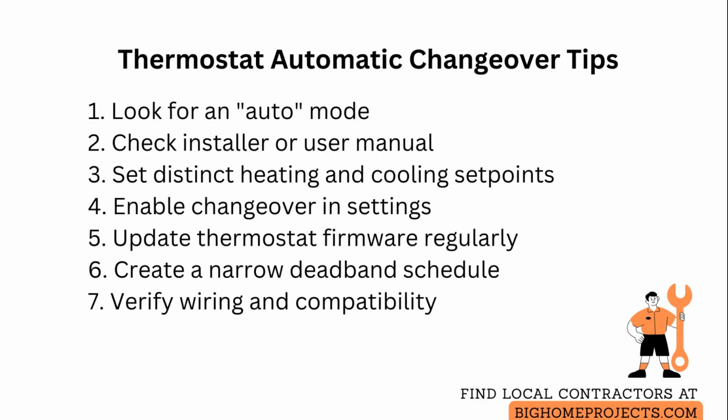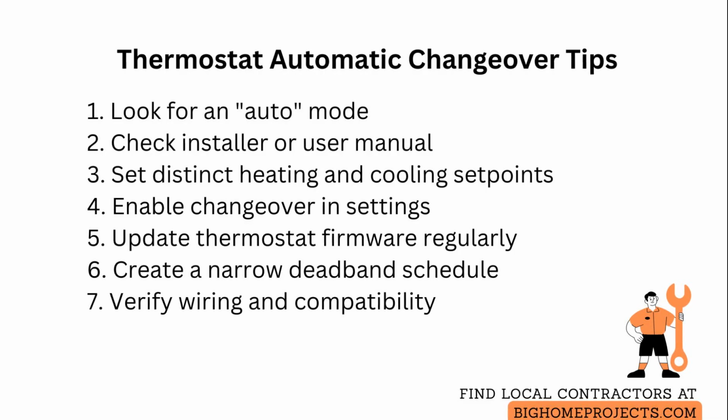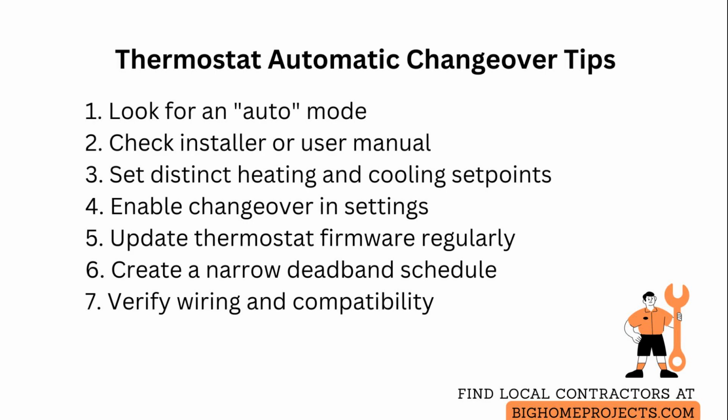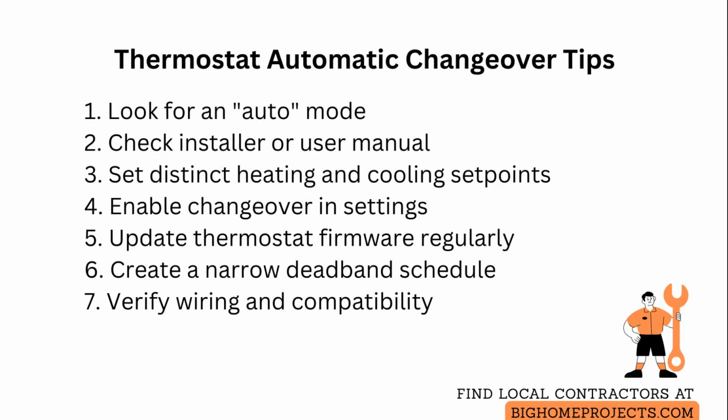To check your unit, look for a mode labeled Auto or Automatic on the interface, or in the Settings menu, and consult the installer or user manual for exact naming. If you have a programmable thermostat, set distinct heating and cooling set points, and enable changeover so the device can compare ambient temperature and jump modes when thresholds are crossed.